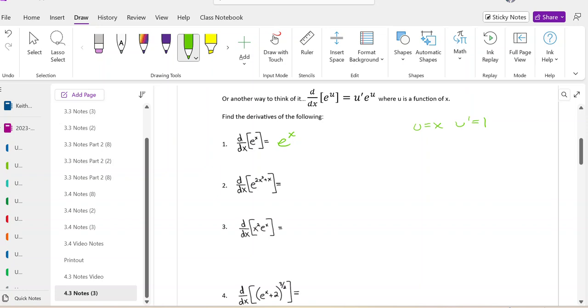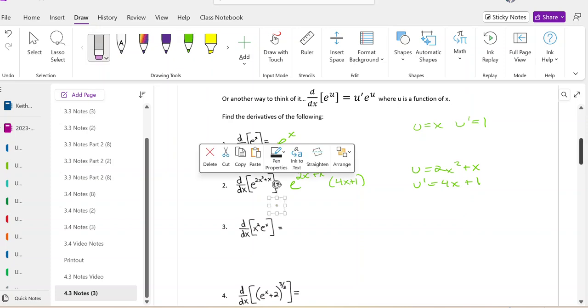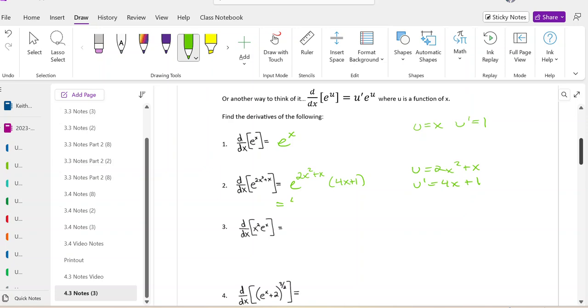Now if you have the derivative of e to the 2x squared plus x, now u is 2x squared plus x, and u prime is 4x plus 1. So now you have e to the 2x squared plus x times 4x plus 1, which means the derivative is 4x plus 1 times e to the 2x squared plus x.